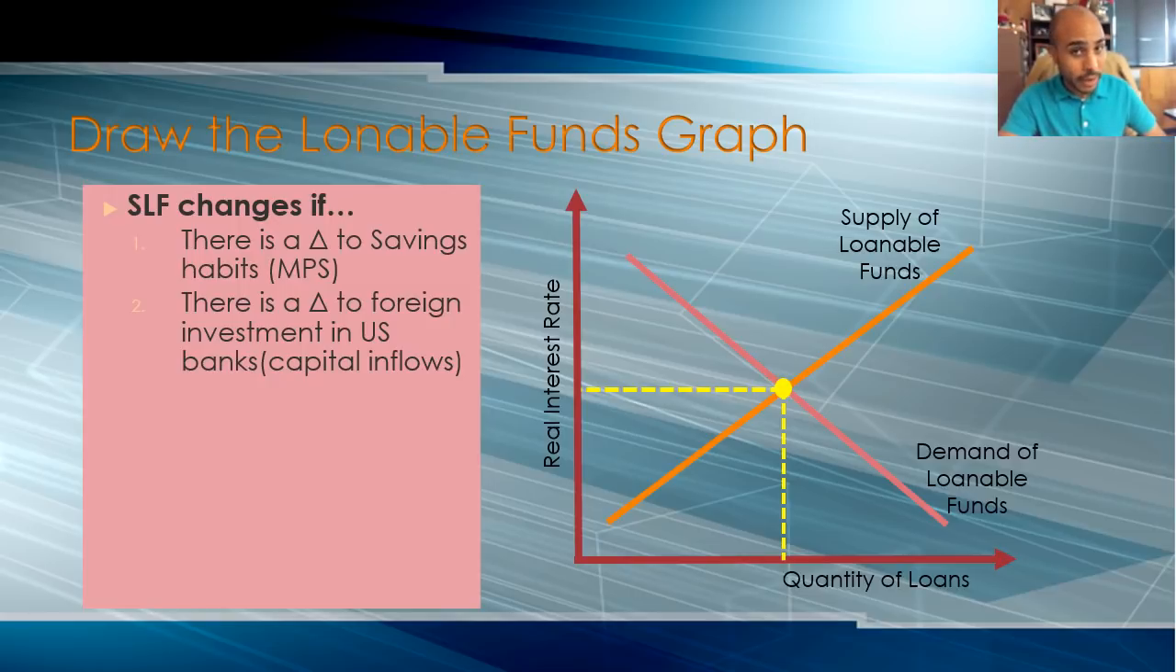So more savings, we would have more supply of loanable funds. However, if people spend more and save less, then we will have less supply of loanable funds, and the supply of loanable funds would move to the left.